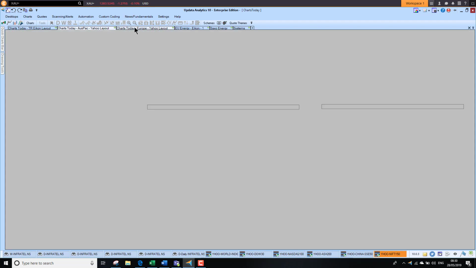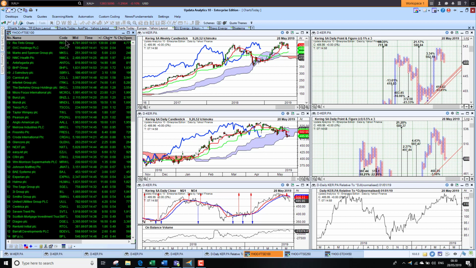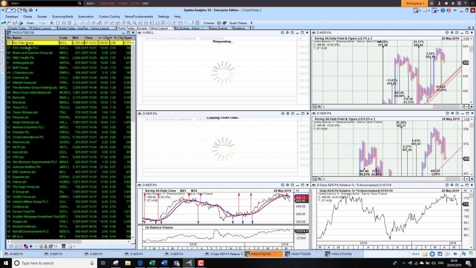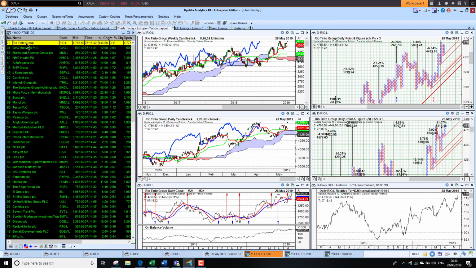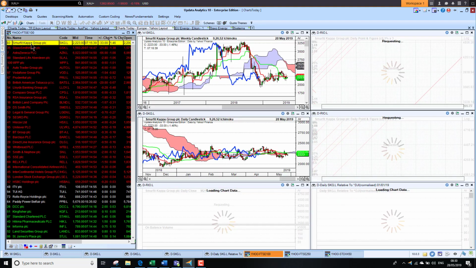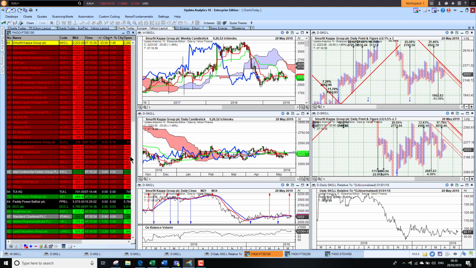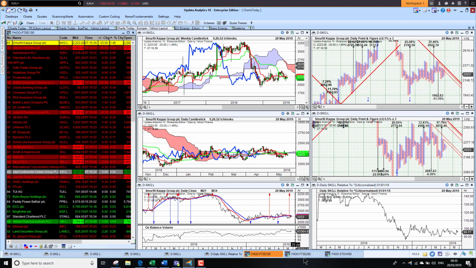Taking a look at the European market at the open, we took a look at the FTSE 100. We see here Rio Tinto Group, they're up 3%, and if we look at the downside, we see Smurfit Kappa down 1.5% this morning, not looking great on the chart. Here we see the live prices coming in from Yahoo Finance.